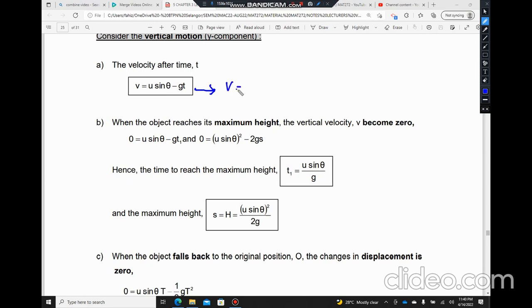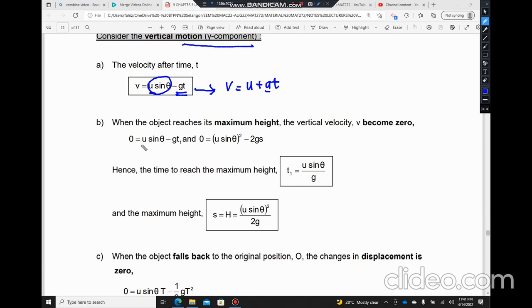Okay, V equals to U plus AT kan. Okay, yang ni yang basic. Maksudnya U dia dah jadi U sin theta, and then A dia dah jadi negatif GT. Yang ni untuk vertical motion, sebab dia ada sudut kan. Okay. When the object reach its maximum height, the vertical velocity V become 0.